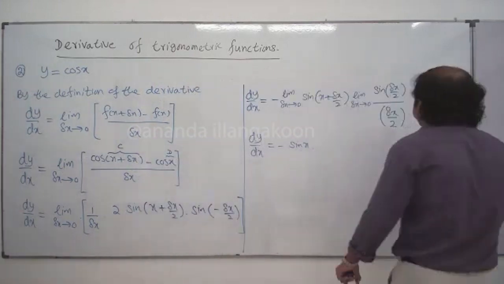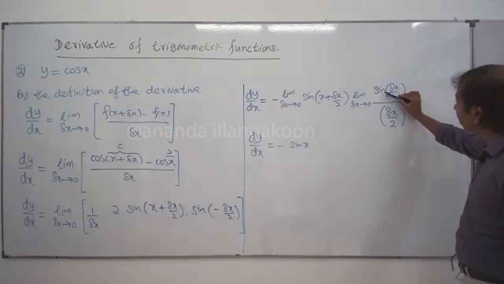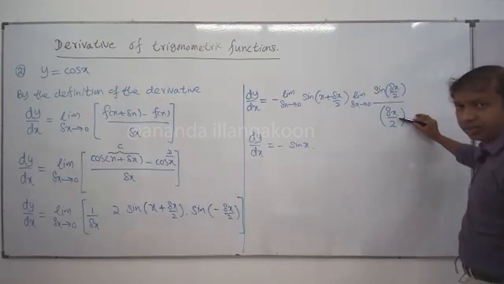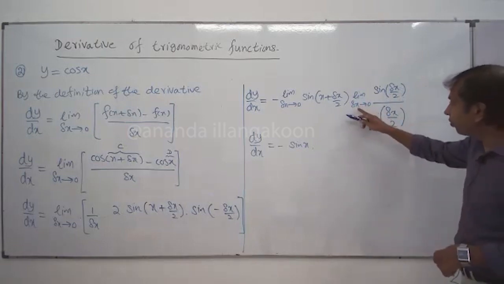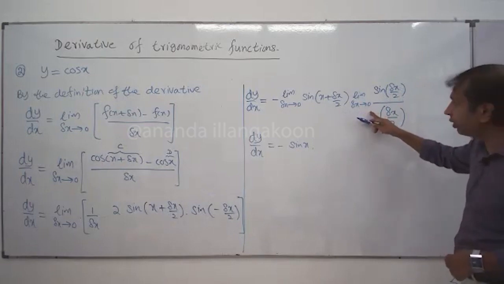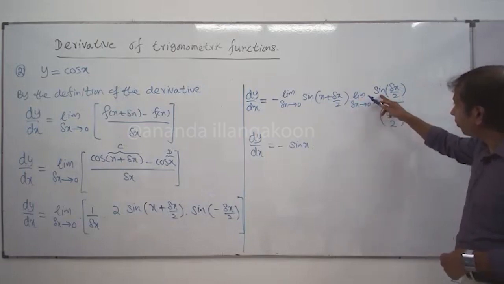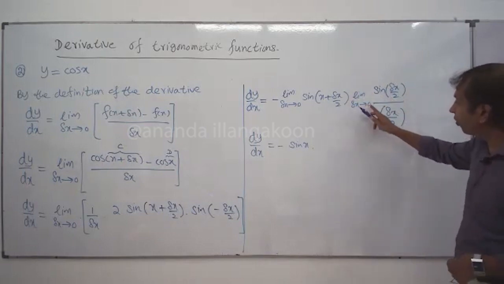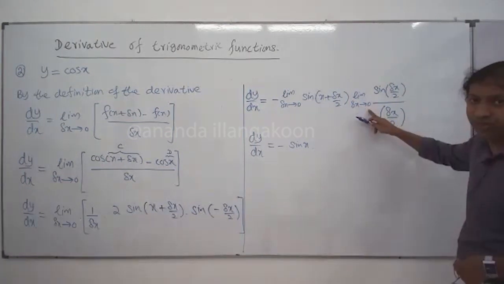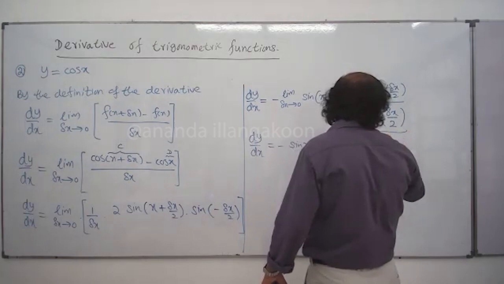Right, people? Now here, delta x by 2. Here also delta x by 2. We take this delta x by 2 as theta. Then what do we have here? Sine theta divided by theta. Delta x going to 0 means half of delta x also going to 0. Then what do you get here? Delta x by 2, if we take as theta, limit theta going to 0, sine theta divided by theta. That is really, people, 1. So therefore, no need to explain here that as delta x goes to 0, delta x by 2 also goes to 0. Everybody knows that. So therefore, we directly put this as 1.